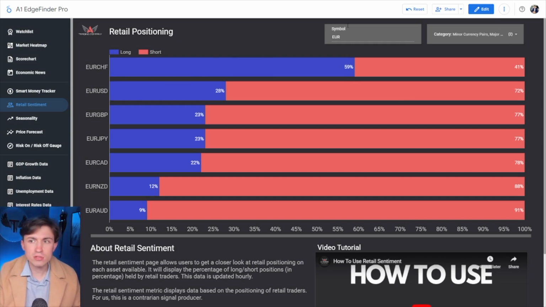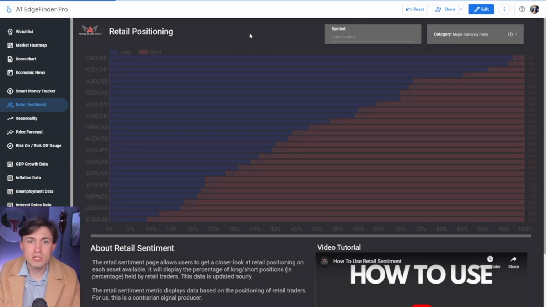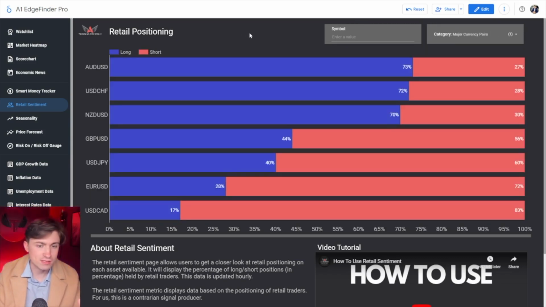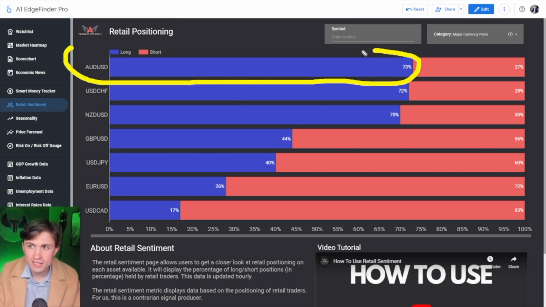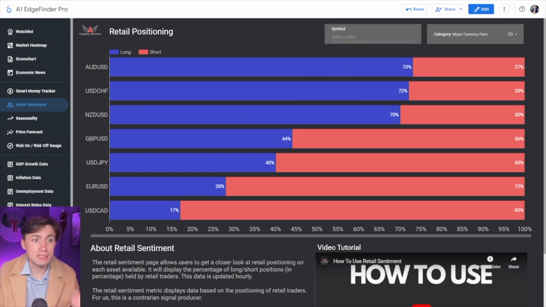So if we were to look at this, I was just looking at Euro pairs before we started filming. Let me show you just some of the majors. So these are all the US dollar crosses. And if I went and looked at, for example, this first one, AUD USD, notice guys that 73% of retail positions are on the long side. They're buying AUD USD. Let's go have a look at the chart and see how it looks so far.